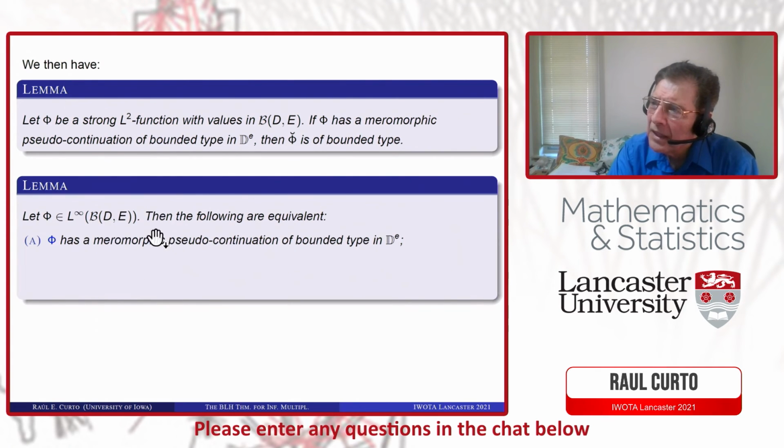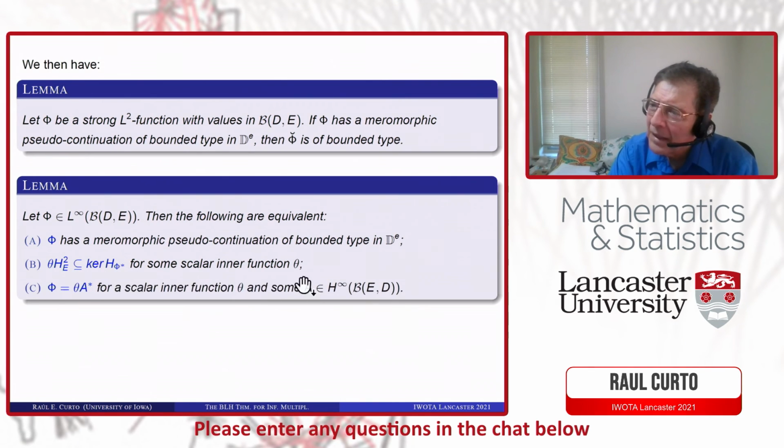So phi in L infinity, the following are equivalent. Phi has a meromorphic pseudo-continuation. Theta H2 is contained in the kernel of H phi star. So the inclusion is what we were after. And then phi is theta A star for some scalar inner function theta and A in H infinity.